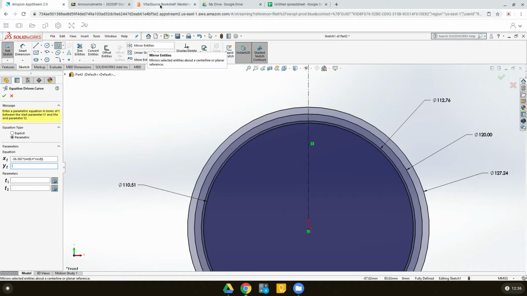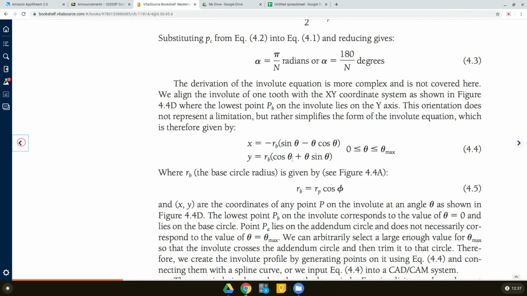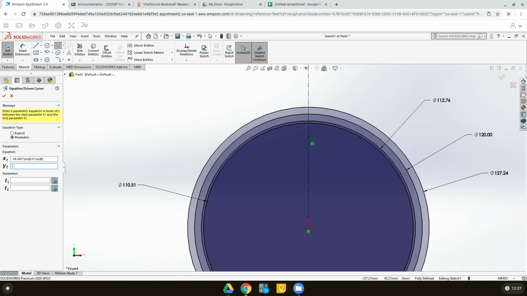Okay, so the y coordinate is given by rb times cosine theta plus theta sine theta. So let's type that. rb is 56.382 times parenthesis cosine, cos in parenthesis t, plus theta sine theta, or t sine t in parenthesis, and then we need to close the big parenthesis here.